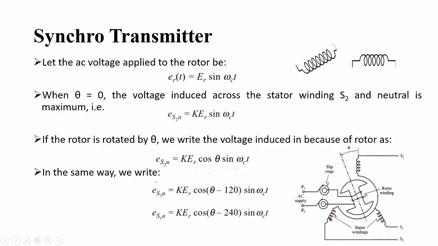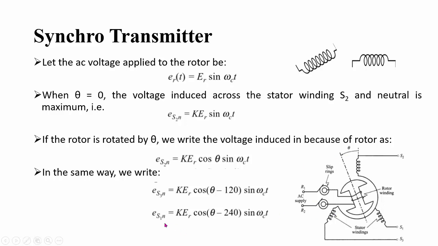So the angle between these two windings is 120 degrees, which means S3 and S1 have an angular displacement of 120, and S1 and S2 have an angular displacement of 120. Thus from this particular point to S2 you have 240 degrees, and to the axis of the rotor it will be plus theta. So this can also be written as theta plus 240 degrees or theta minus 120 degrees. So if you say this is 120, this can be written as theta minus 120 degrees, sin omega t.